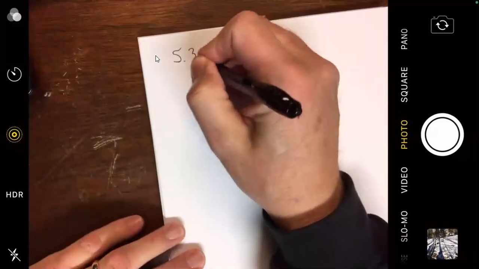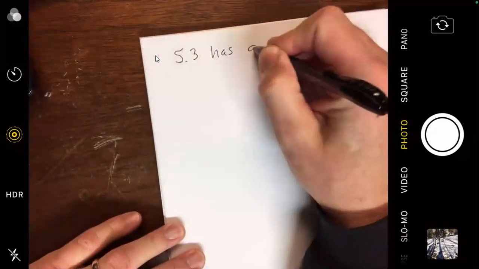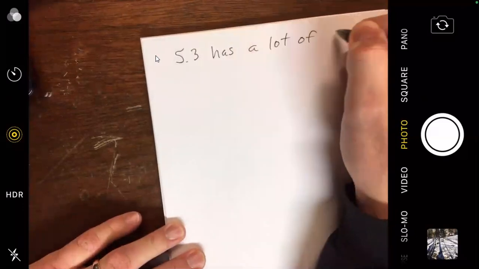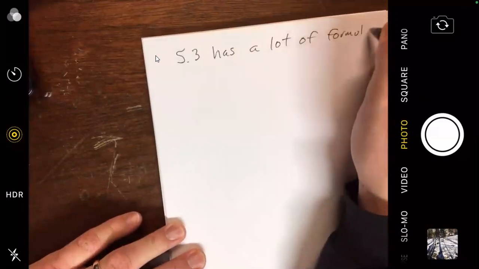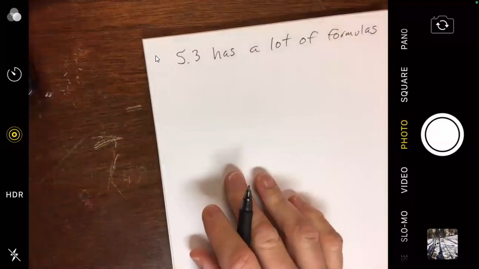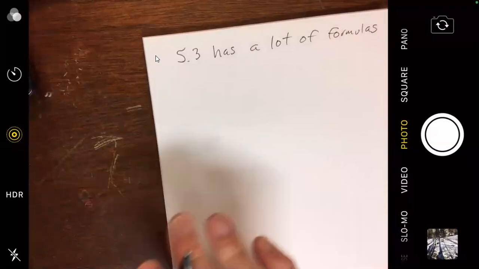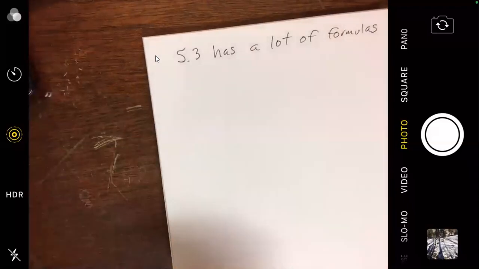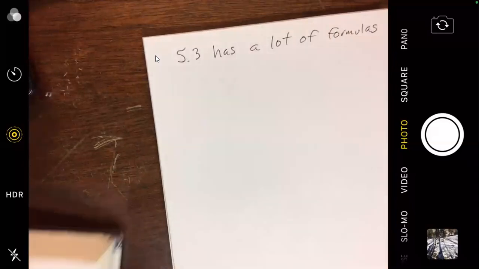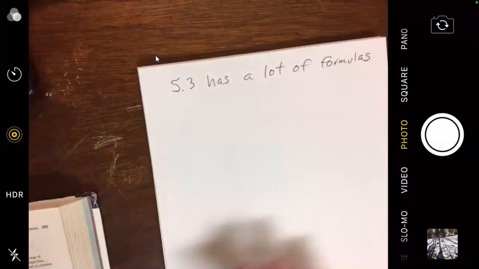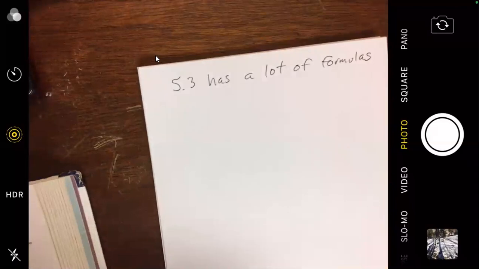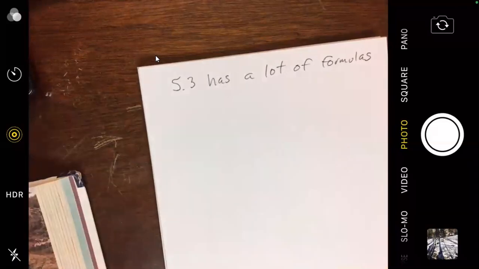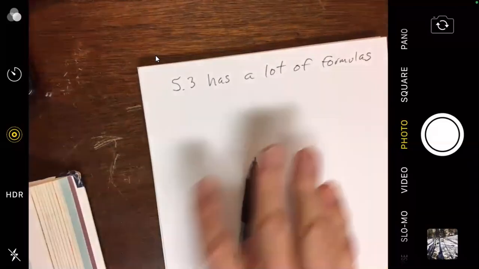I emailed out 5.3 as a lot of formulas. And to try to explain them all, and then still get to some example problems here is a little overwhelming. So I'll show you the ones I'm talking about.